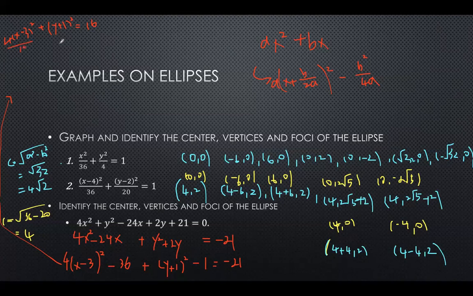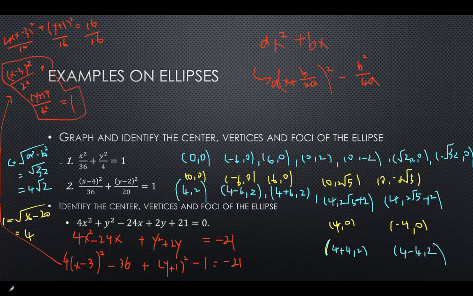Remember, in the standard form, the right side of the equation has to be 1. So for the x term, it becomes x minus 3 squared divided by 4, which is 2 squared, plus for the y term, y plus 1 squared divided by 16, which is 4 squared, equals to 1. All right. Now this is the standard form we have.